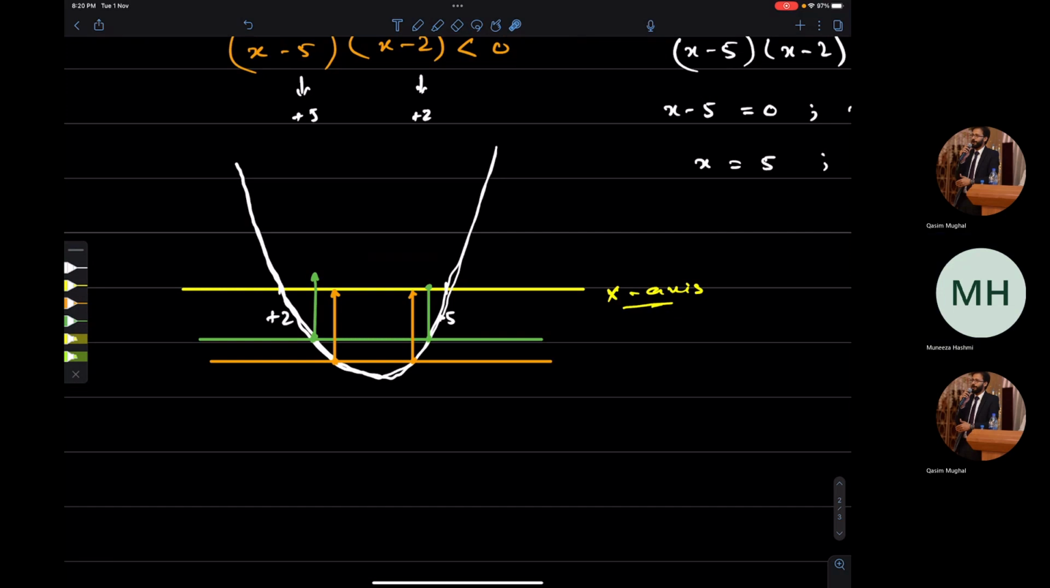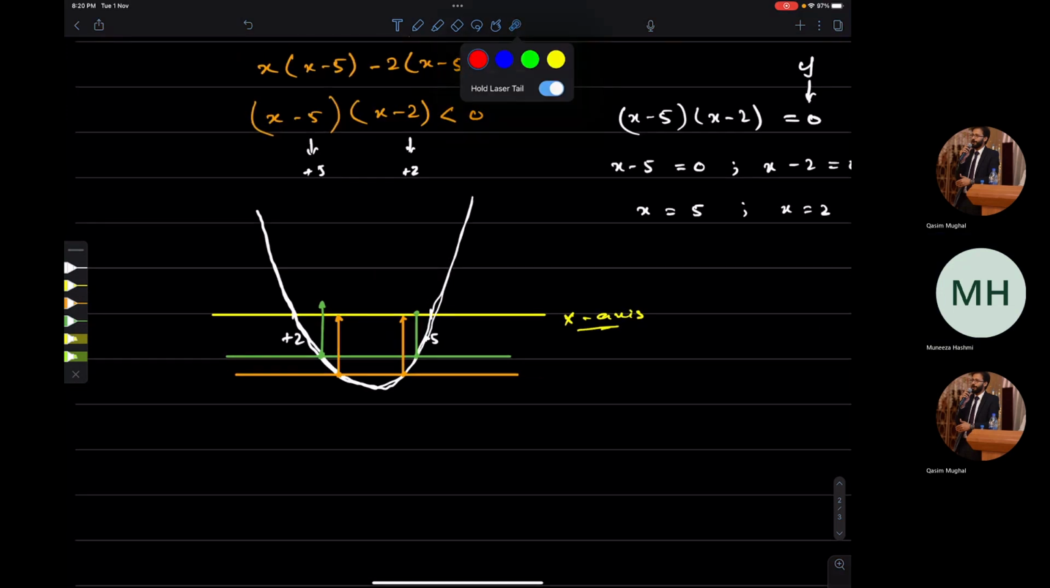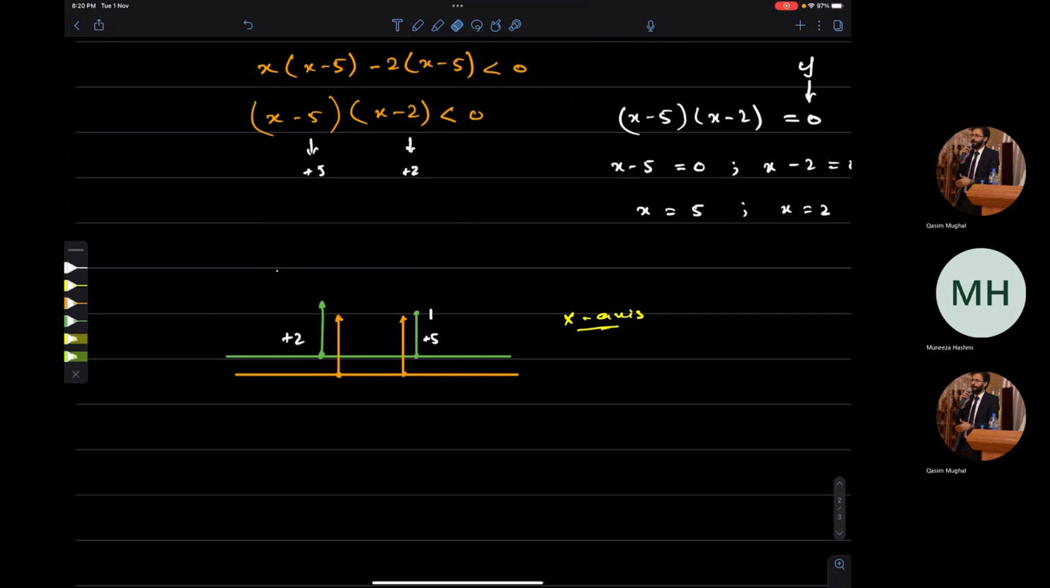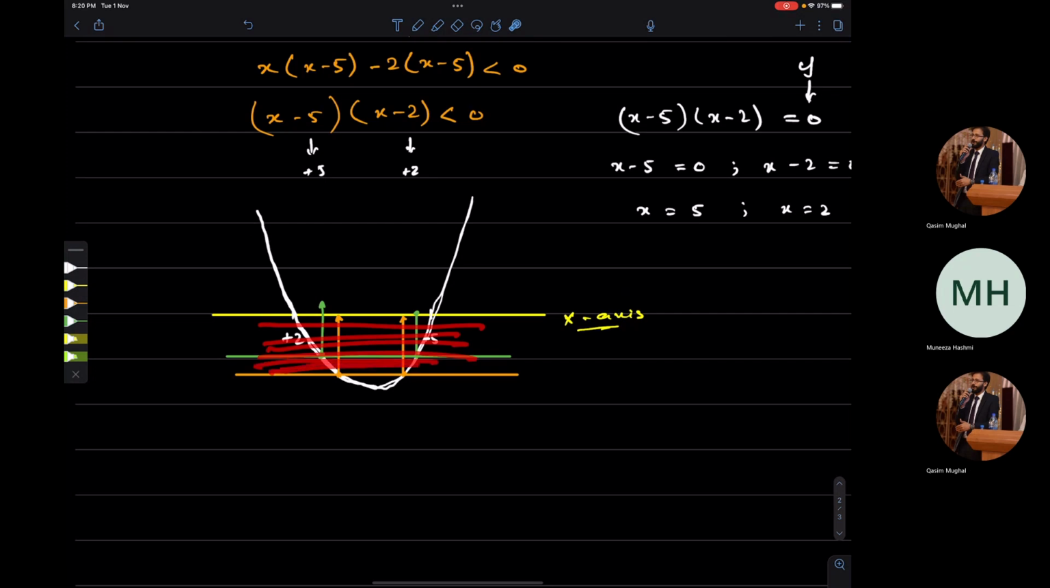Yes, sir. All right. Now, basically, the solution lies between these 2 points. Whenever you are below the x-axis, meaning below the yellow line, no matter where you draw a horizontal line to represent y, meaning y is less than 0, meaning y is below the x-axis, for this particular graph you will see that it is going to intersect, and whatever values you come across are going to be between 2 and 5, isn't it?